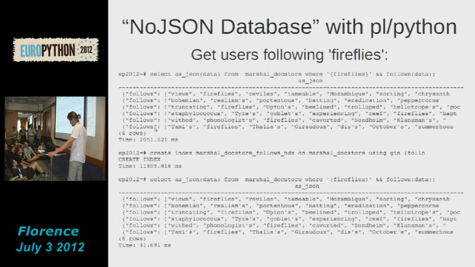And next I did some extraction of users who follow user fireflies, and this again uses some more advanced features of PostgreSQL. This is an array overlap operation, which again can be indexed if you use a special index type gin, and you can put this index type also on a function. So again, this went down from 2 seconds to 41 milliseconds.